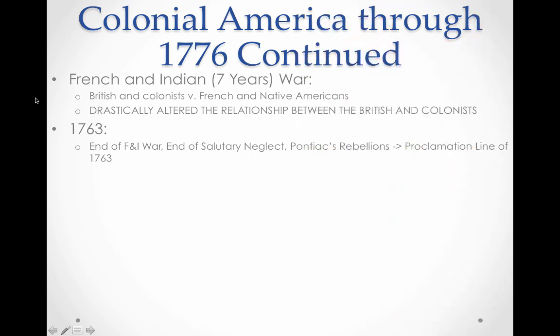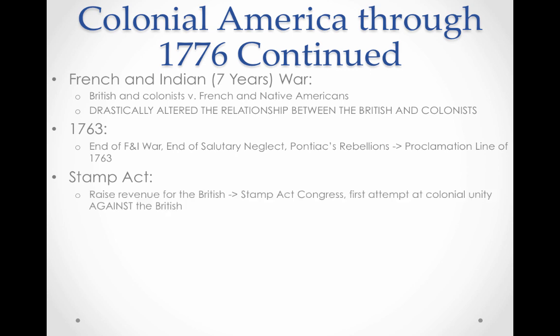All right. So as this relationship begins to change, we see Great Britain taking a more active role, really enforcing laws and having their say in the American colonies. One example of this is the Stamp Act. And we know many of these issues that arise between the colonists and the British are focused on taxes. So the Stamp Act was to raise revenue for the British. The Stamp Act Congress was the first attempt at colonial unity against the British, trying to unite these colonies together to really go against the Stamp Act.